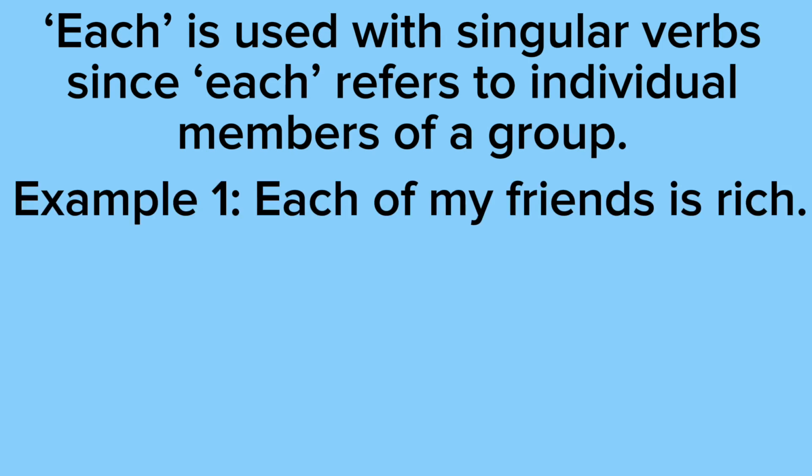Example 1 says each of my friends is rich. So each is the subject and is singular, so that means the verb has to be singular as well. And the verb in the sentence is. Also, for those of you that want to learn more about subject-verb agreement, I have a video on subject-verb agreement, so feel free to check that out.